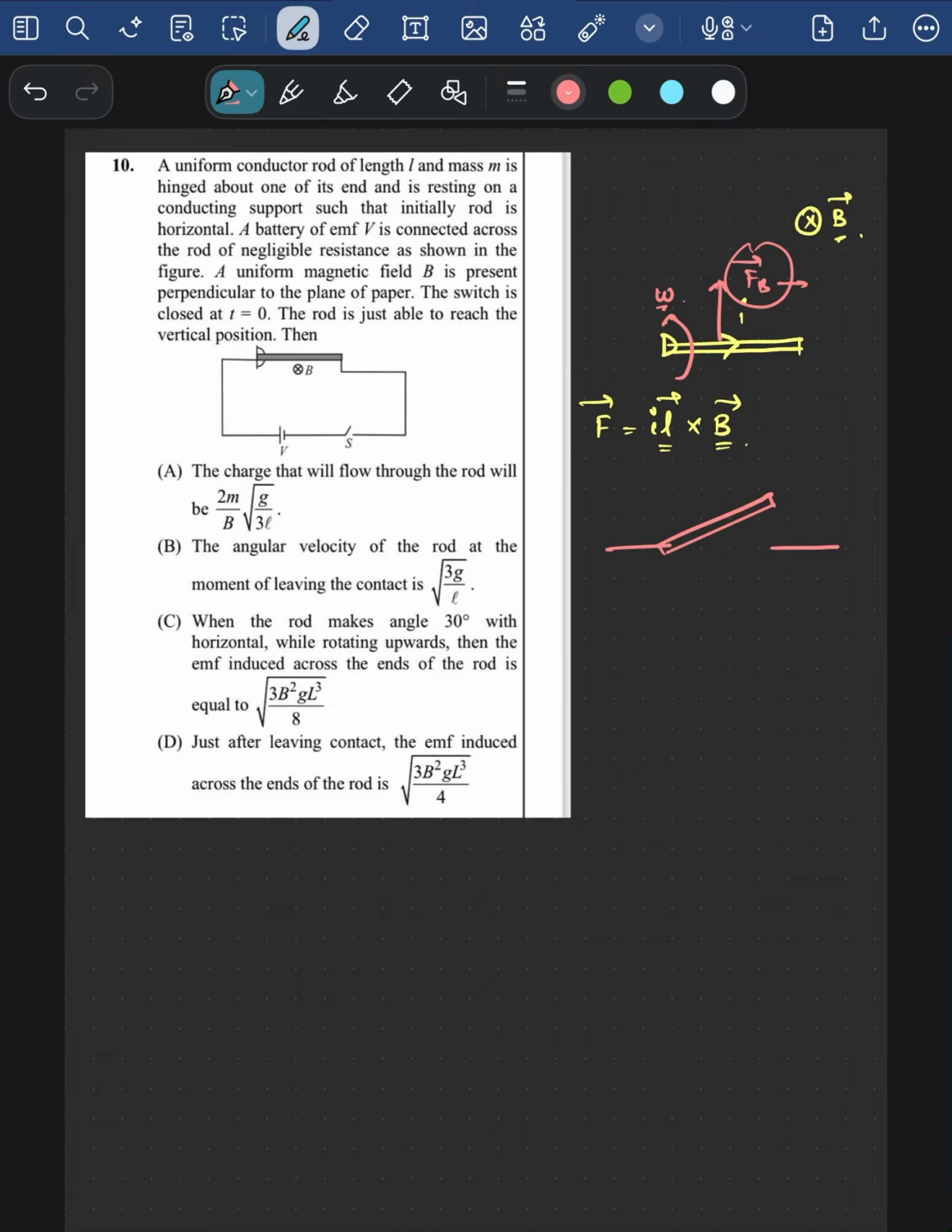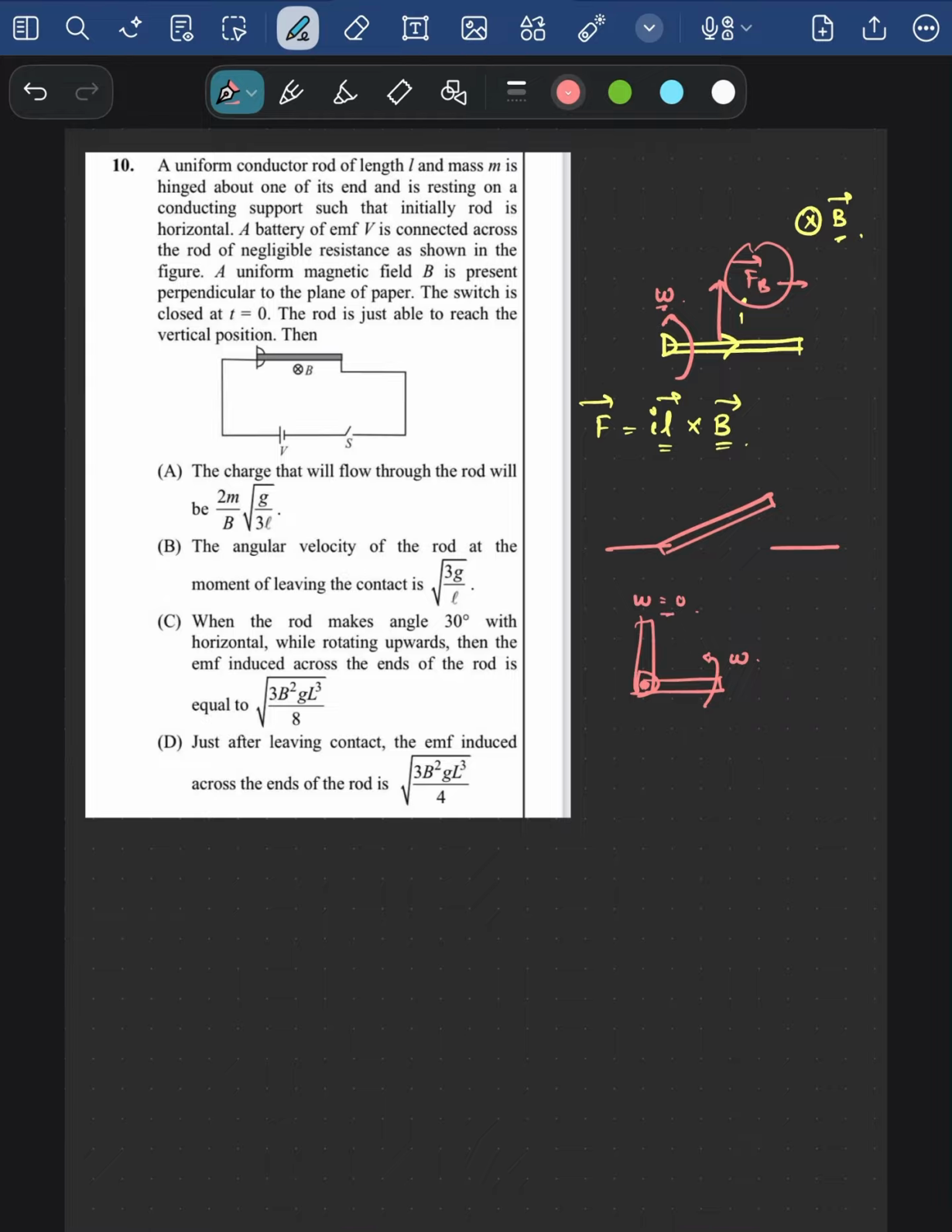So I think answering option B will be the easiest first, because now I can just write the angular velocity which this rod must have gained, such that it should be able to reach the vertical position. So your rod should go from this position to this position. It's just able to reach the vertical position implies that its angular velocity at this position is equal to 0.